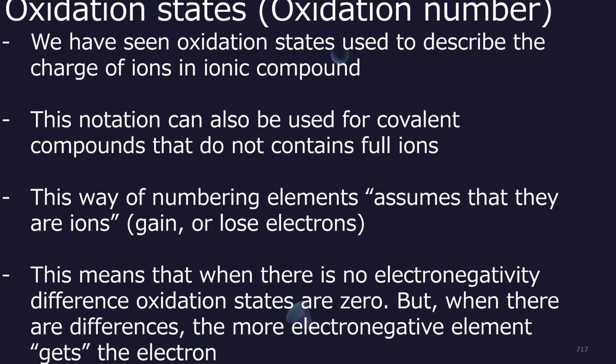So this means that when there is no electronegativity difference, even in a covalent bond where electrons are shared, the oxidation state and the change in oxidation state would be zero. But when there are differences in electronegativity, then one atom will pull the electrons closer to it, and then the more electronegative element gets the electron, and therefore we'll get a more negative oxidation state number.